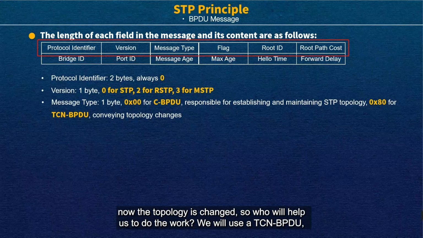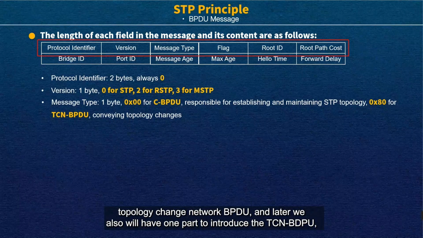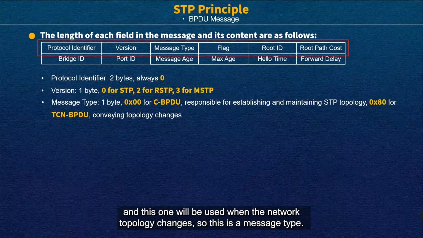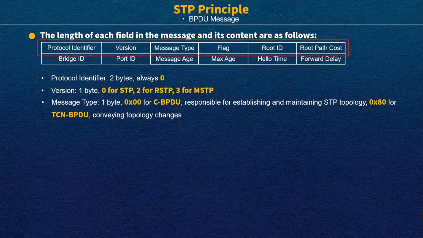So who will help us to do the work? We will use the TCN BPDU, topology change notification BPDU. And later we also will have one part to introduce the TCN BPDU. And this one will be used when the network topology changes. So this is a message type.